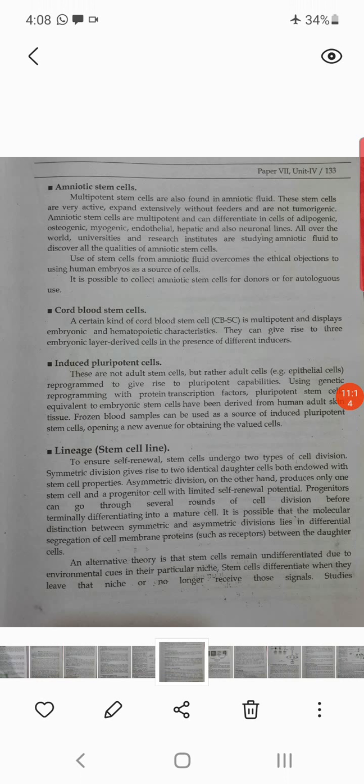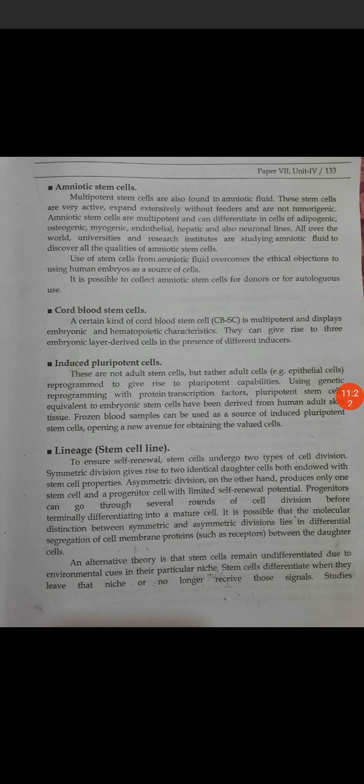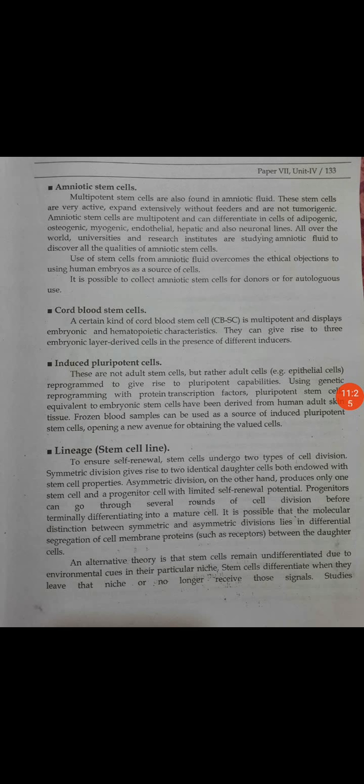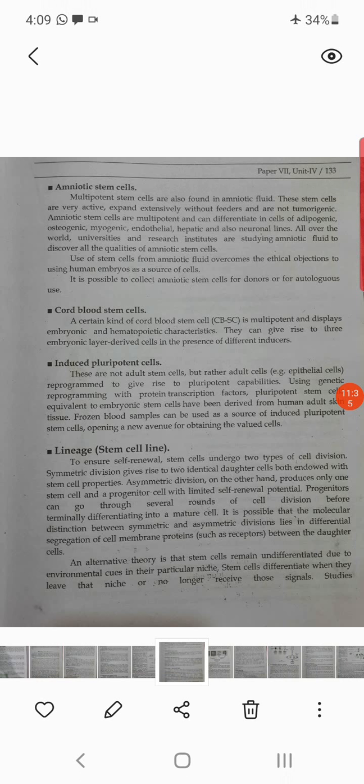Then, the stem cell lineage. Here, to ensure self renewal, stem cells undergo two types of cell division. Symmetric division gives rise to identical daughter cells, both endowed with stem cell properties, and asymmetric division, on the other hand, produces only one stem cell and a progenitor cell with limited self renewal potential. So, during this cell division, we are able to give rise to the various organs in the developing embryo.